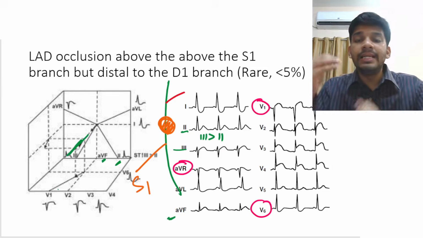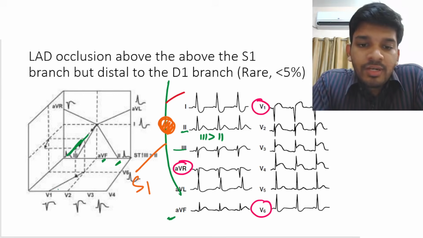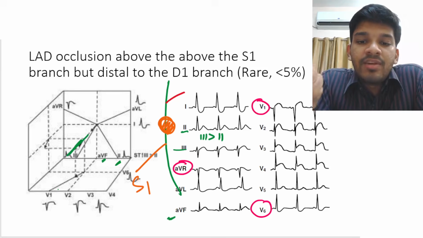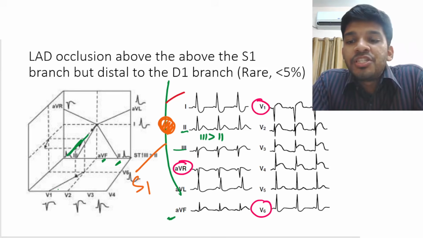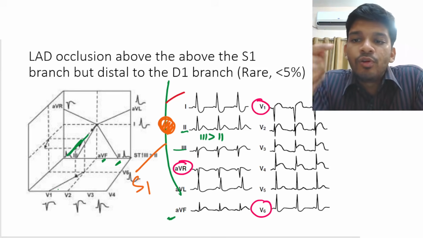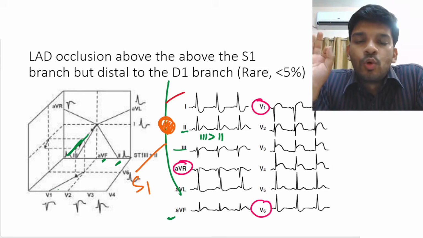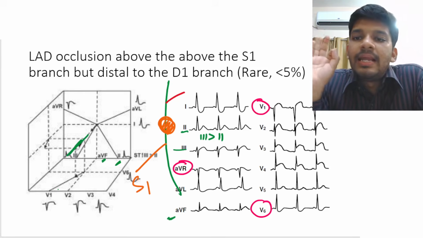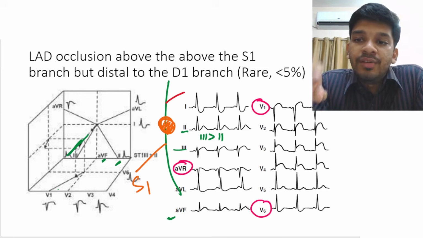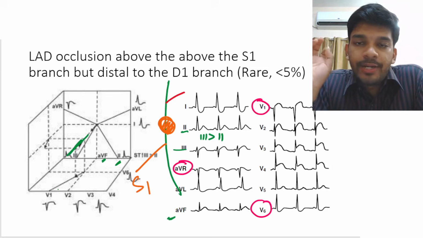So ST elevations in lead 3 more than 2 and AVF, with ST elevations in AVR and V1 and ST depression in V6. Even in V1 to V4 you will have ST elevations. Compare this to a distal LAD occlusion, where you had features of only the distal LAD, but you did not have ST elevation in AVR and V1, and you did not have ST depression in V6. So this is the catch point here.